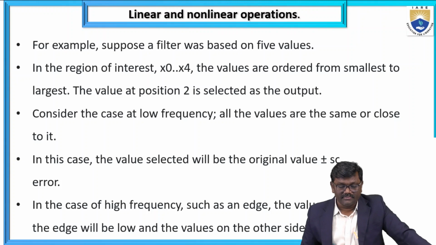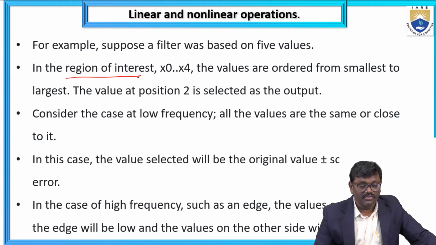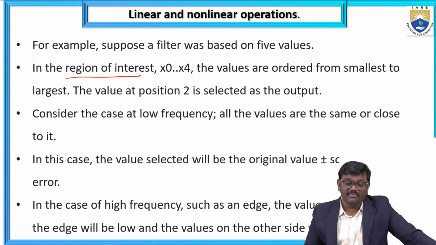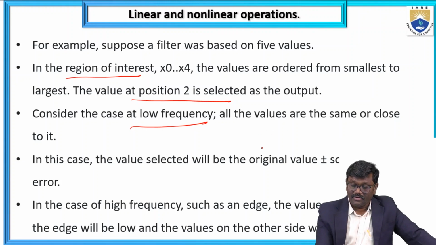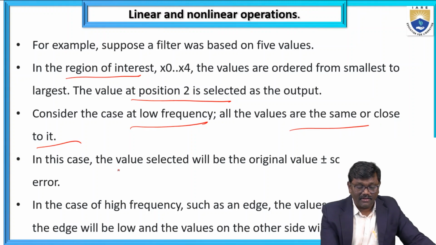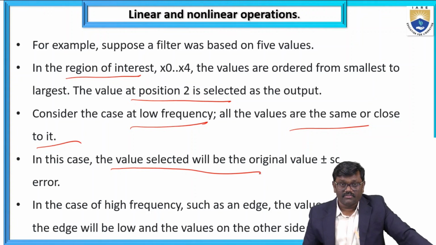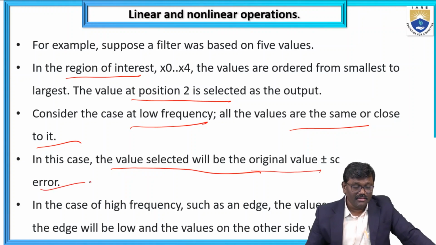We can understand some more examples here. Based on the region of interest, we can order the values from smallest to largest. The value in the middle position is selected as the output. Consider that you are maintaining low frequency; then the values are the same or close to it because it is a limited band. So the selected value will be the original value plus or minus some small error.